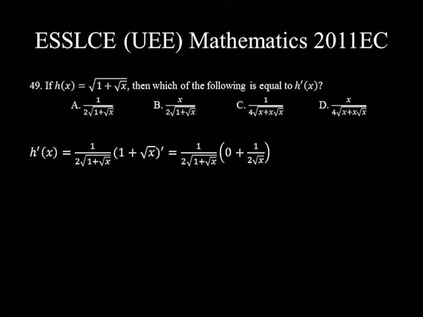So multiplying this gives us 1 over 2 times 2, which is 4 square root of x, times the square root of 1 plus square root of x, which is equal to 1 over 4 times square root of x times 1, which is x, plus x times the square root of x, which is x square root of x. Thus the answer is choice C.